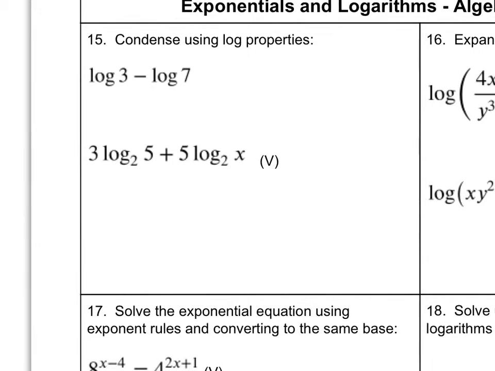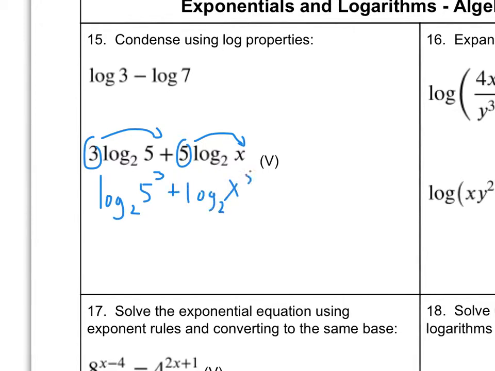For number 15, I'm going to do the second one. We're condensing. I'm going to do this in 2 steps, although you might do this in 1. I'm going to use my powers property to make the numbers out front powers. So we get log base 2 of 5 to the 3rd plus log base 2 of x to the 5th. And then if I'm adding, it means I'm multiplying on the inside. So we get log base 2 of 5 to the 3rd times x to the 5th.